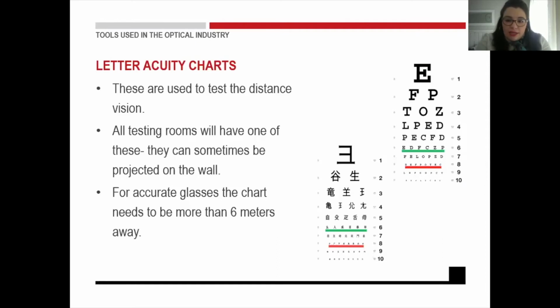So if I tell someone in South Africa that they've got 6/6 vision, it will mean exactly the same as if I tell someone in America they've got 6/6 vision. Because we standardize the sizes of the letters, and the chart must be 6 meters away from the patient, or 20 feet. So that's why 6/6 and 20/20 means exactly the same thing.